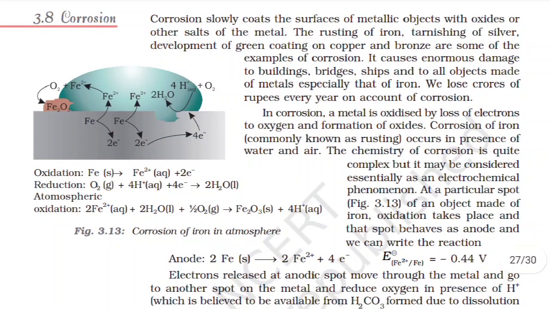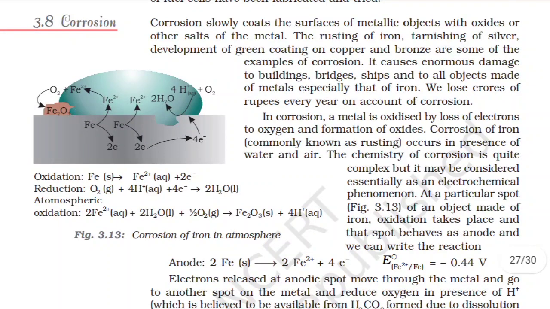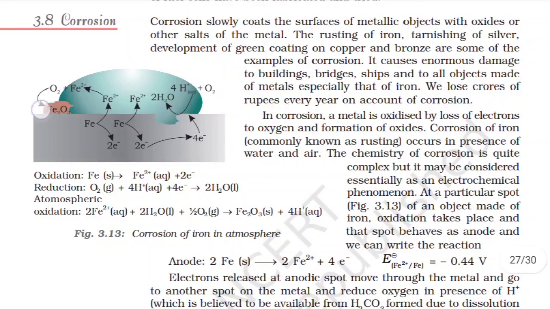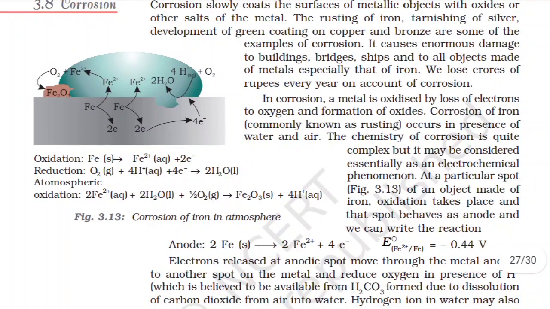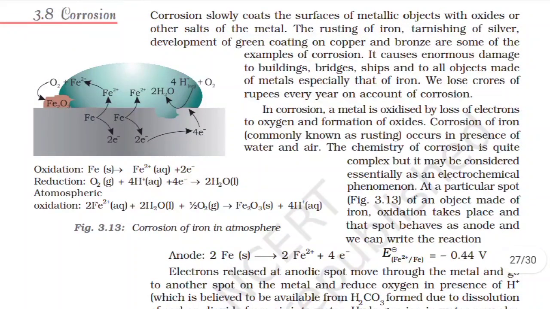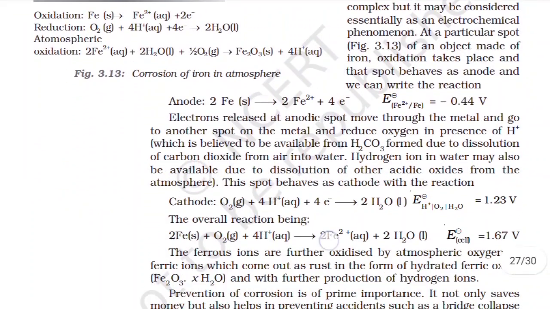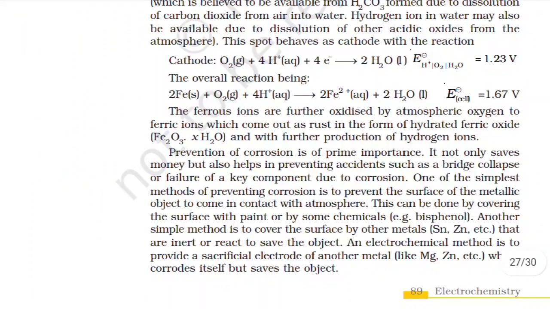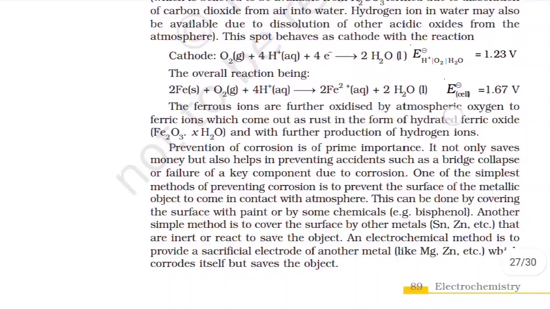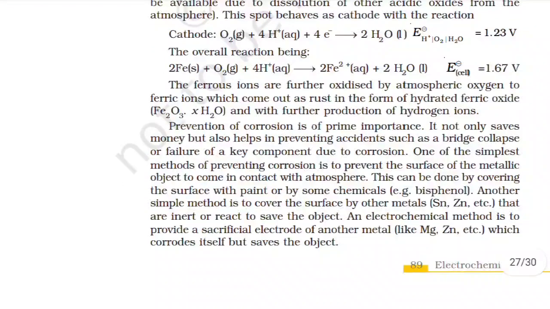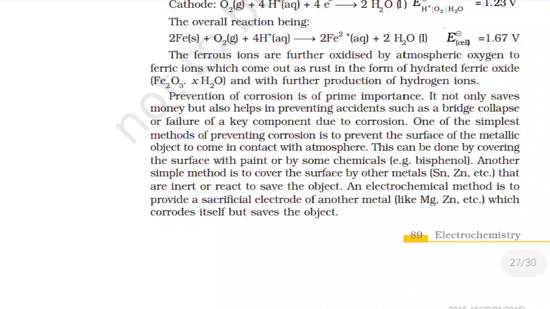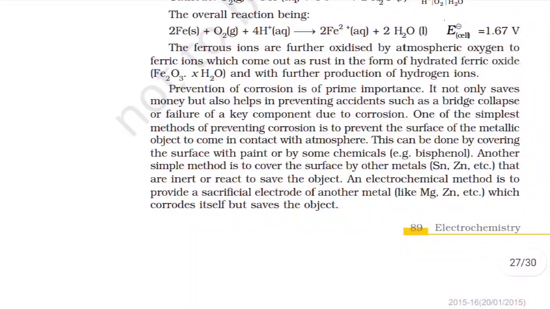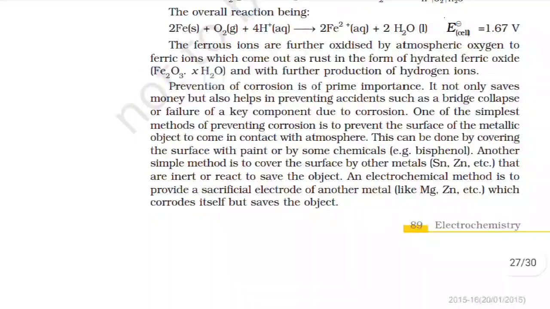Here this is the rust color. So Fe2O3 is forming. How? Whatever Fe2+ ions combine with atmospheric oxygen, forming Fe2O3. This is the formula of rusting. This point is given: the ferrous ions are further oxidized by atmospheric oxygen to ferric ions, which come out as rust in the form of hydrated ferric oxide. See, Fe2O3·xH2O is the rust formula.